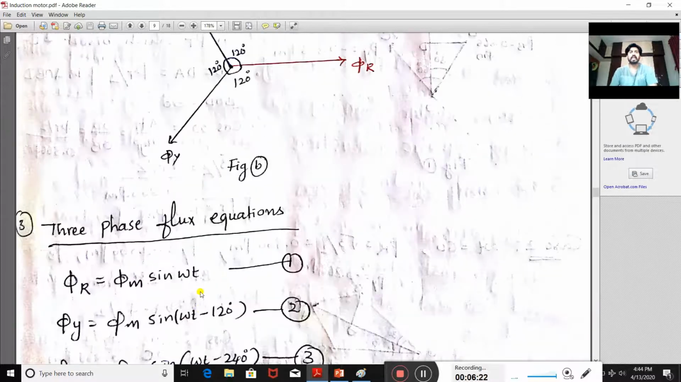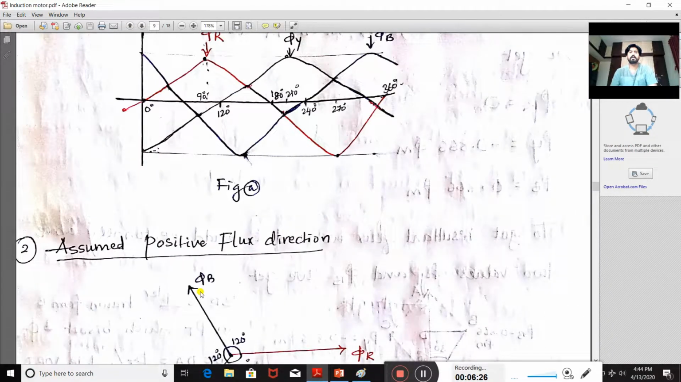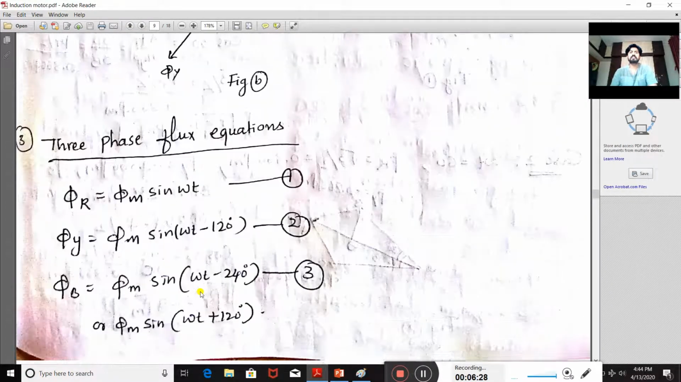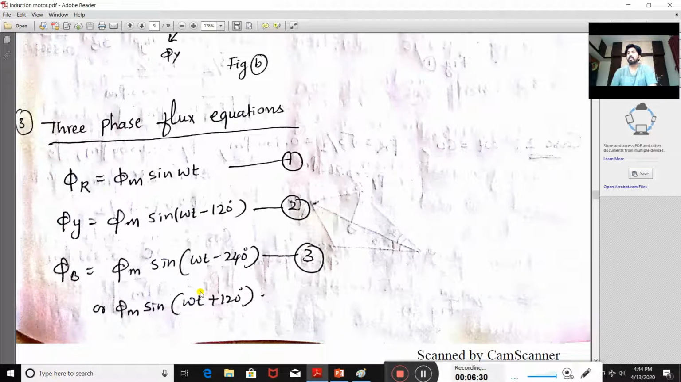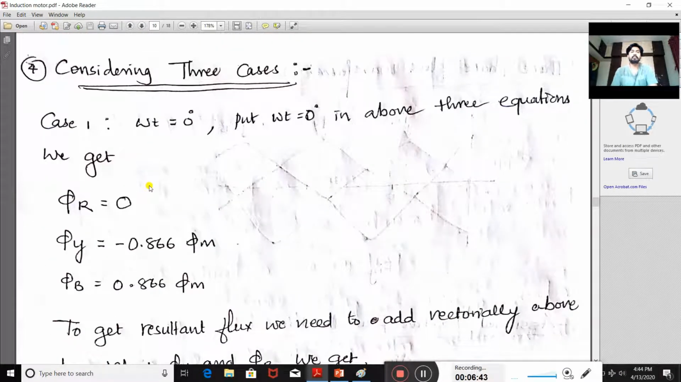Now with the help of all these concepts, the three-phase flux waveform, the positive flux direction, and these equations, I can derive, or prove, that the magnetic field produced in the stator winding is rotating in nature. Let's see that now. That can be explained by considering cases.